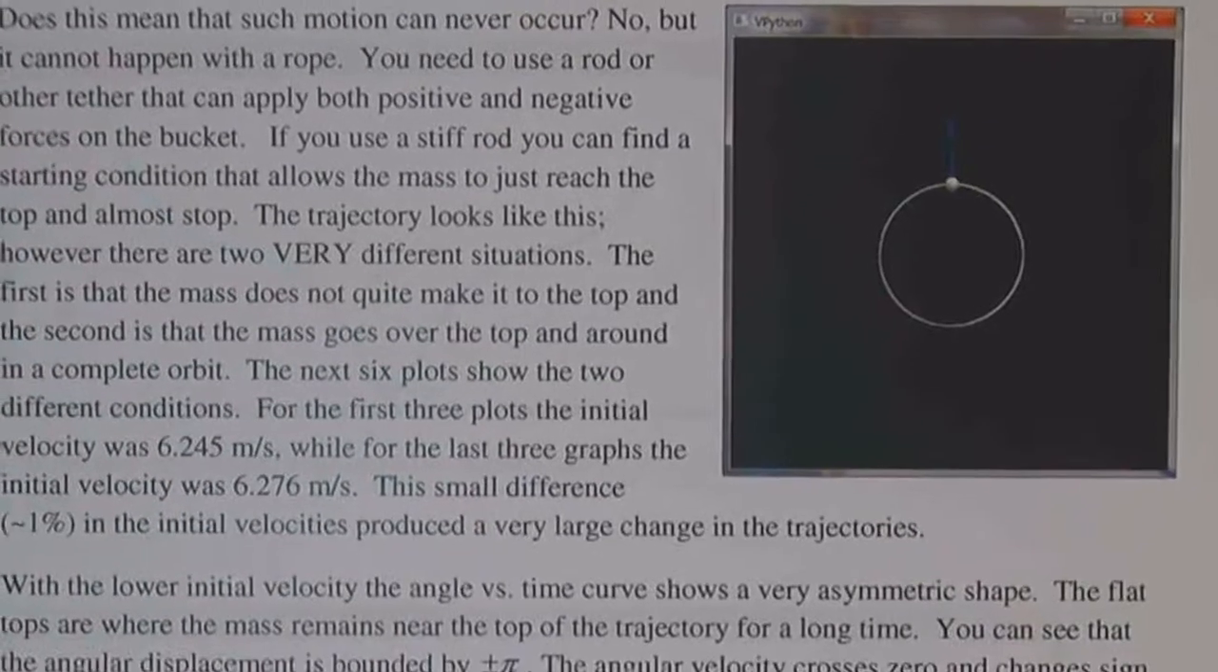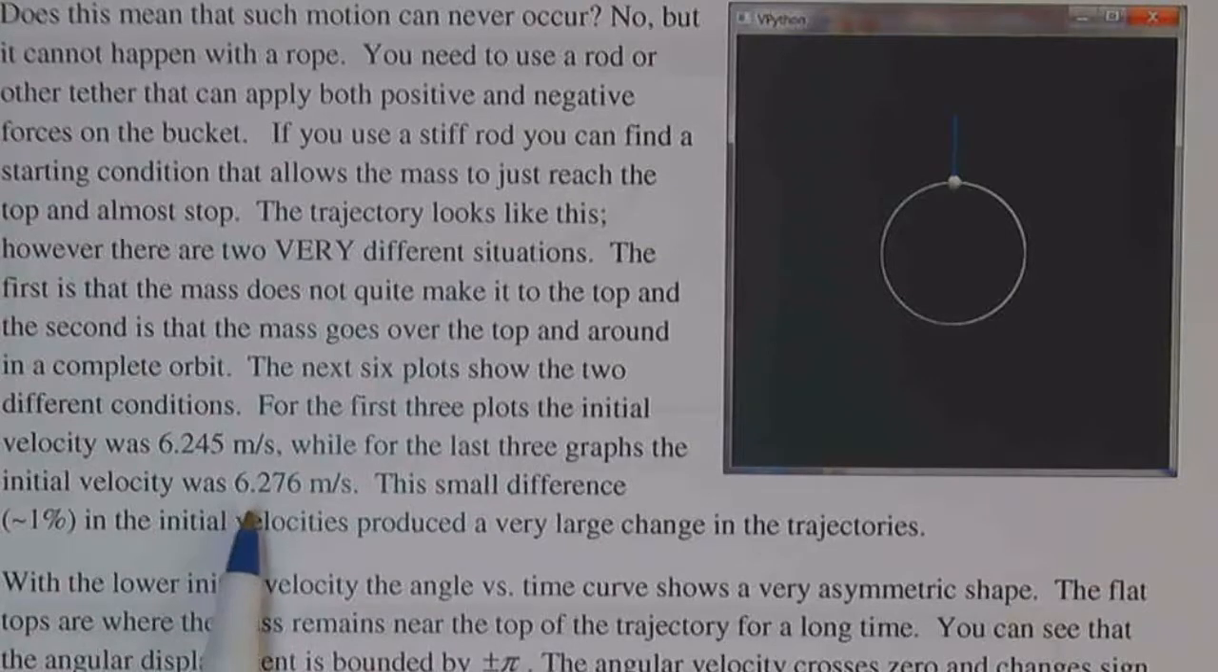So I'm going to show you 2 trajectories. One is going to start off with a slower initial velocity, 6.24 meters per second, and then I'm going to increase that by 1%, to 6.27 meters per second. So with a 1% difference in the initial conditions, we're going to get quite different trajectories.